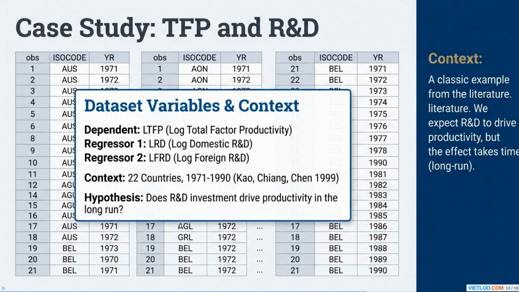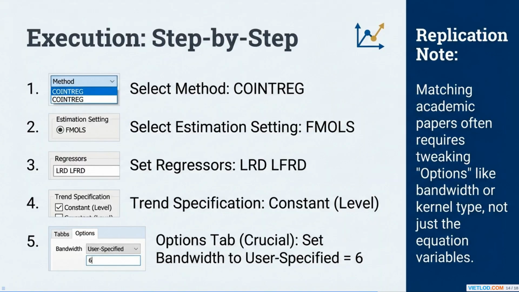For our case study, we'll use a classic dataset from Cao, Chang, and Chen, 1999, that examines the impact of R&D on productivity. The dependent variable is LTFP, which is the log of total factor productivity. We have two regressors, LRD, the log of domestic R&D investment, and LFRD, the log of foreign R&D investment, which captures knowledge spillovers. The central hypothesis is whether domestic and foreign R&D investments have a positive and significant impact on a country's productivity in the long run. The data covers 22 countries from 1971 to 1990.